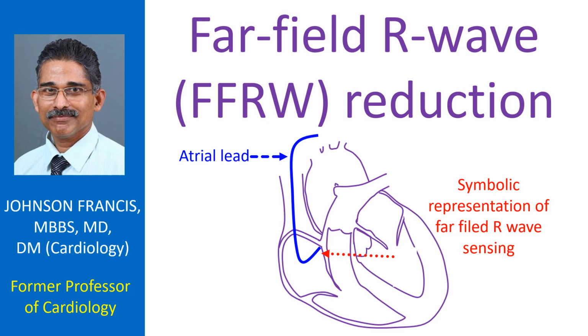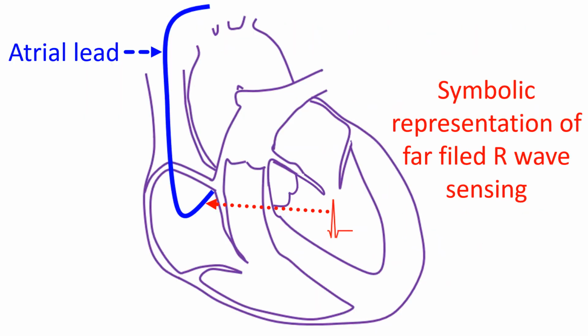AAI stands for atrial paced, atrial sensed and inhibited mode in pacemaker. DDD stands for dual chamber pacing, dual chamber sensing and dual response. Far field sensing means sensing the ventricular electrogram by the atrial lead, which it is not supposed to do.